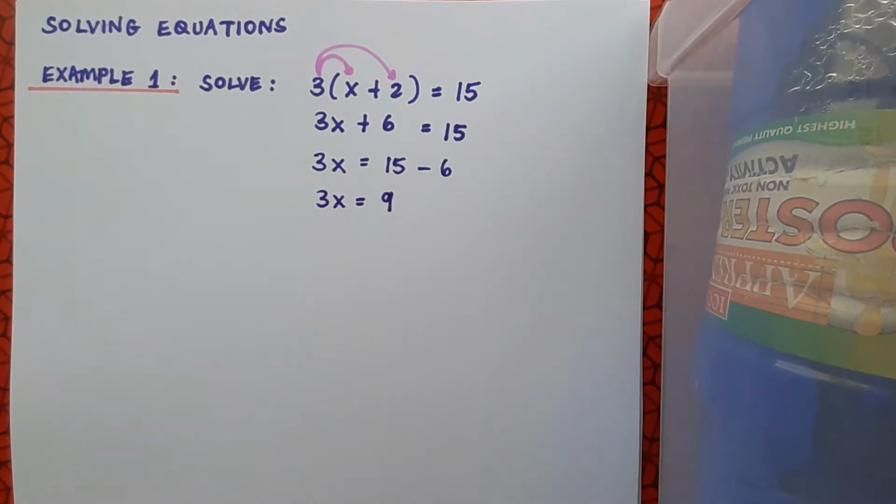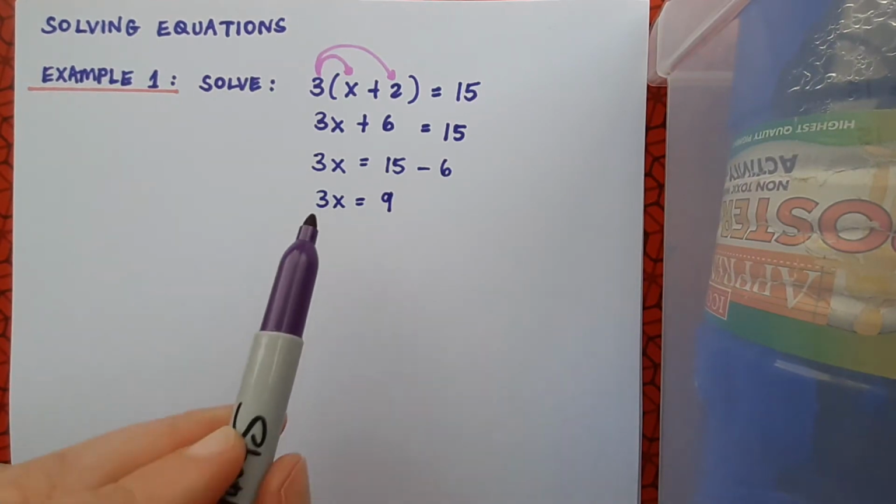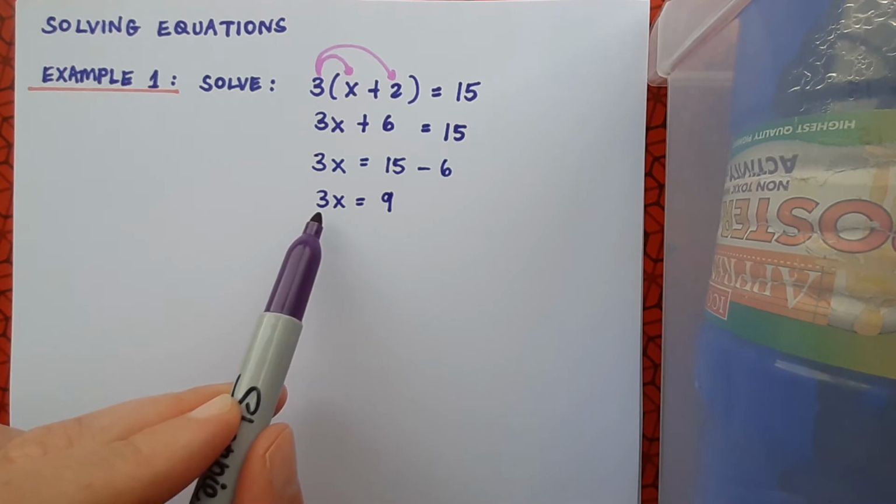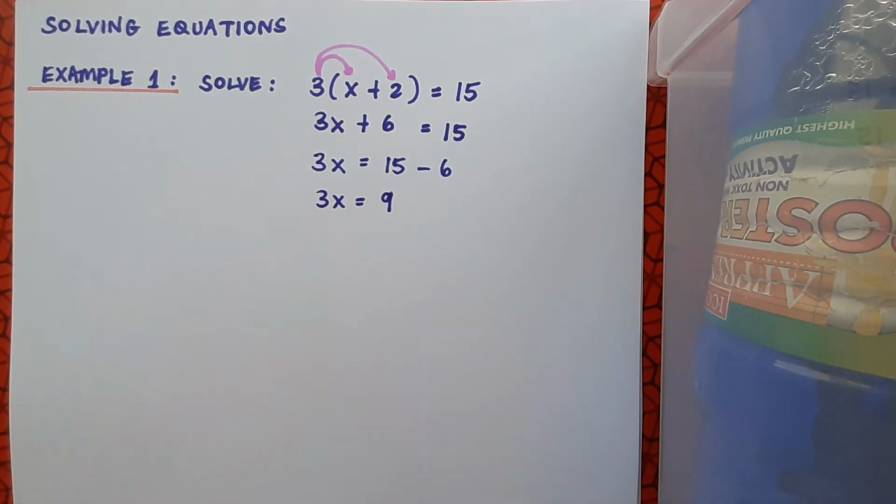Now I need to get the x by itself. So I'm going to bring the 3 across. And of course, this 3 is multiplying here, so when it goes across, it'll do the opposite of multiply, which is divide. And then I can simply evaluate 9 over 3, which is 3.